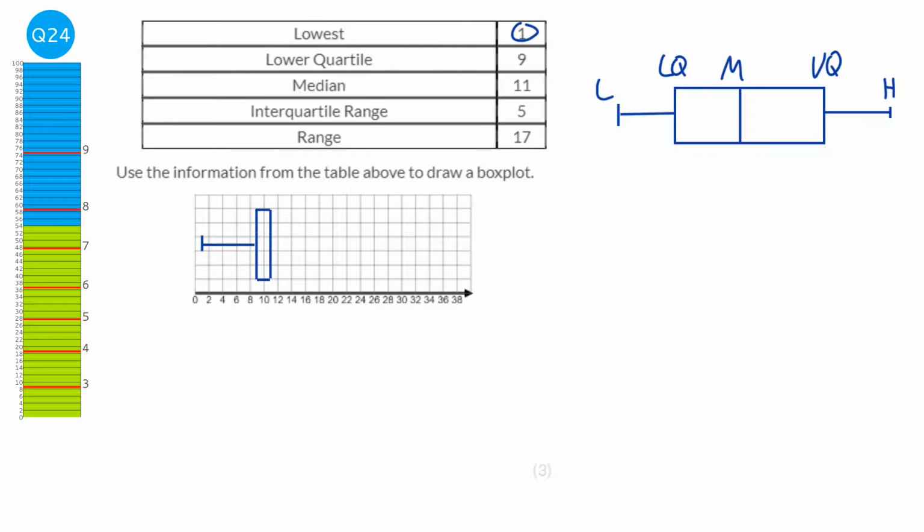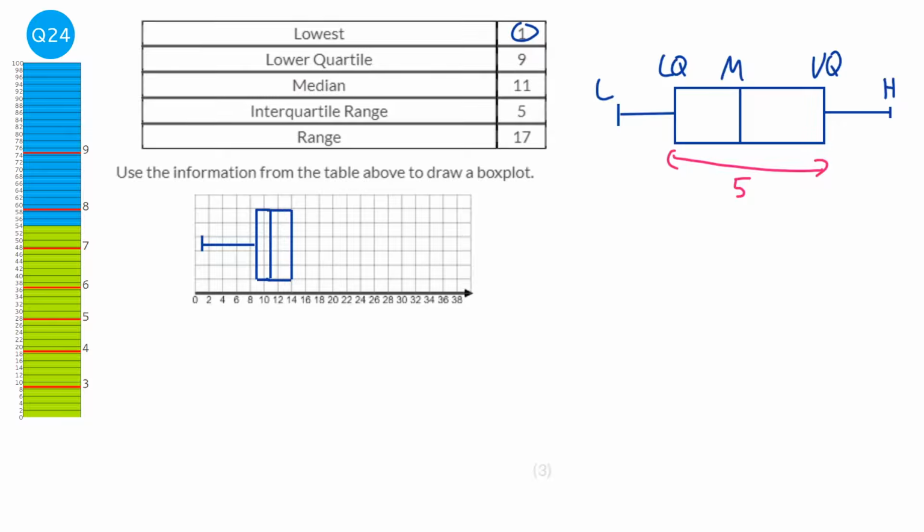Now it says the interquartile range is 5. Now the interquartile range is the distance here, so that's 5. So it's going to be 5 more than the lower quartile. If the lower quartile is at 9, it would be 9 plus 5, which will be 14. So if we get our line at 14, and then complete our box plot. Here we go.